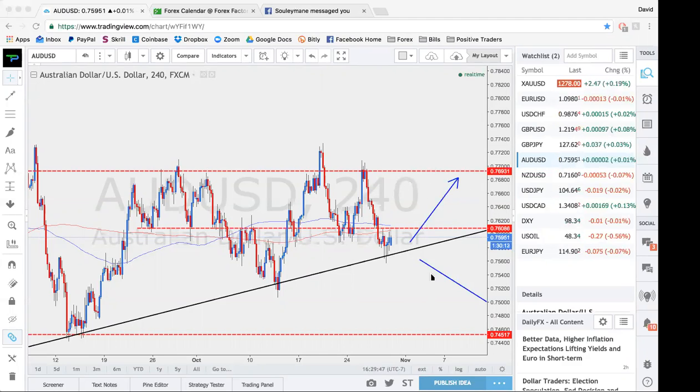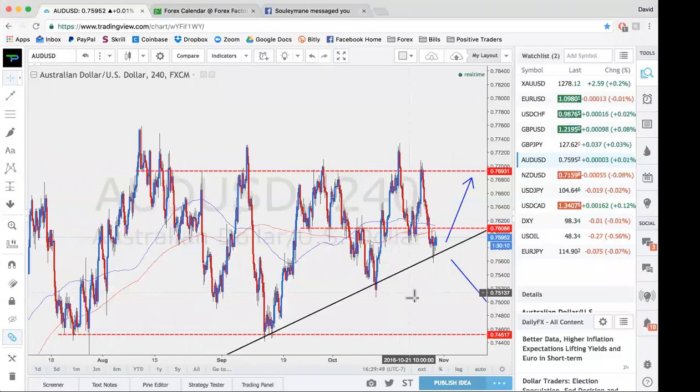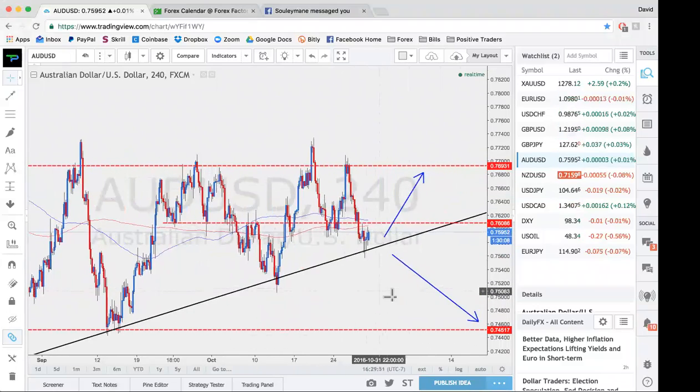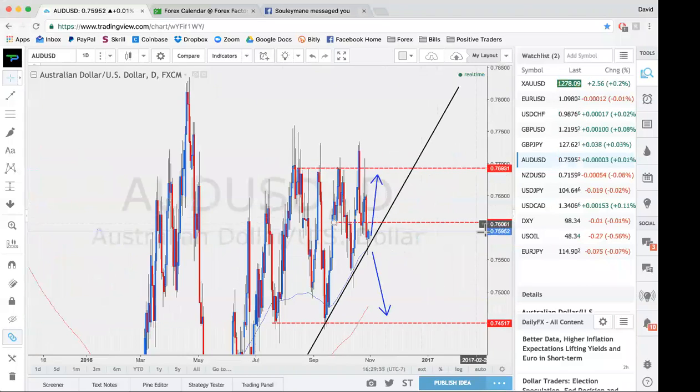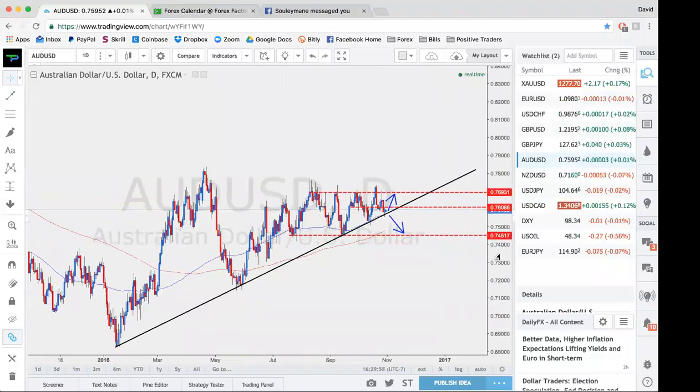But I wouldn't be surprised if we dropped lower. Who knows though? It's Sunday. We're going to be patient, sit on the sidelines, and see what's going on. But this is in an important zone.